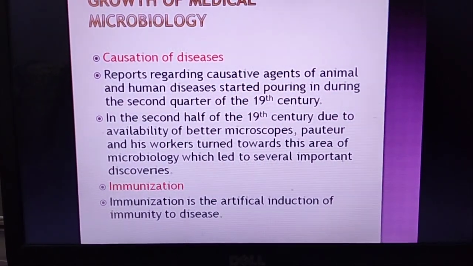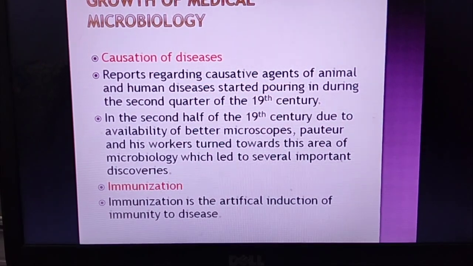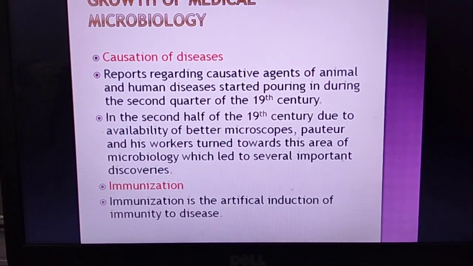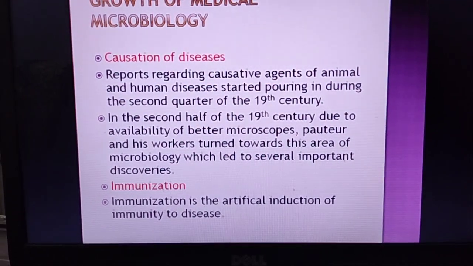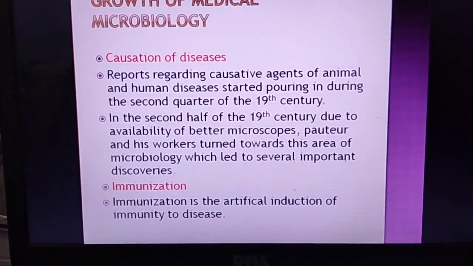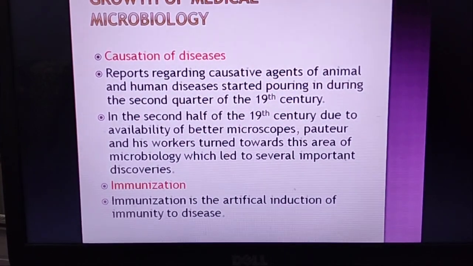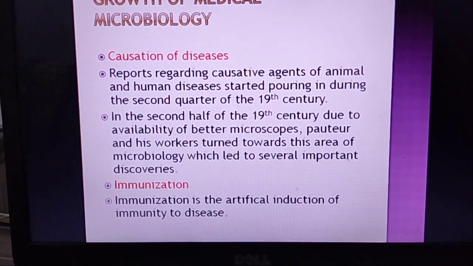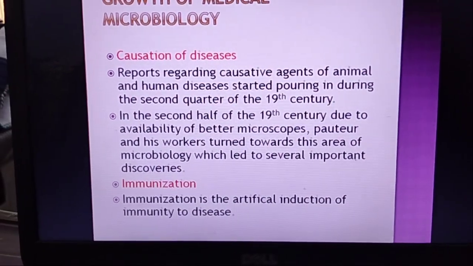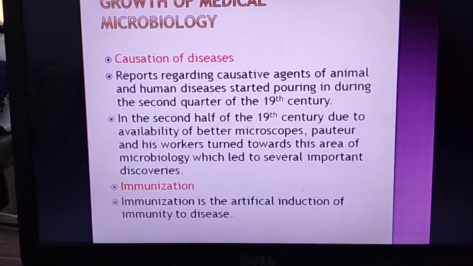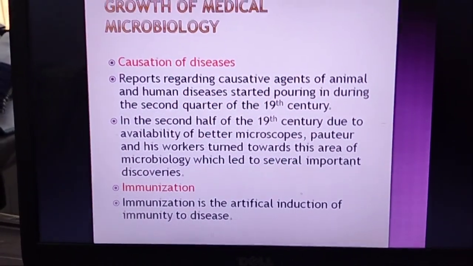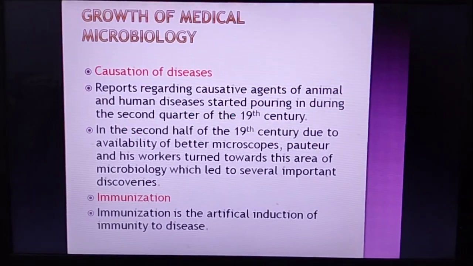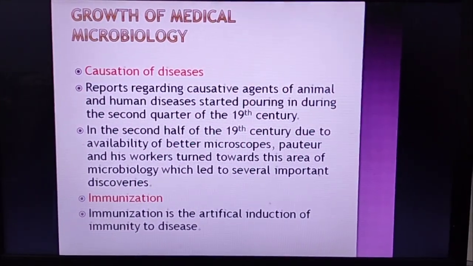In the second half of the 19th century, due to availability of better microscopes, Pasteur and his workers turned towards this area of microbiology, which led to several important discoveries. So in the second half of the 19th century, when better microscopes came, Pasteur and his workers, in the field of medical microbiology, made a lot of discoveries. The first important definition which he introduced was immunization.